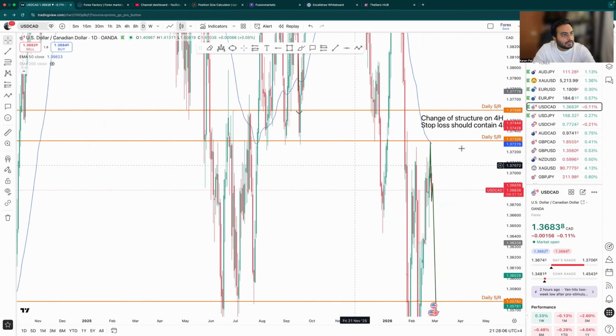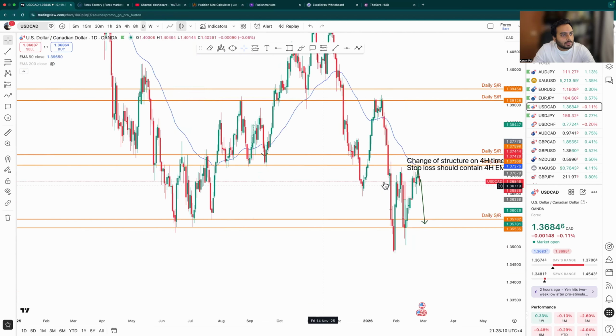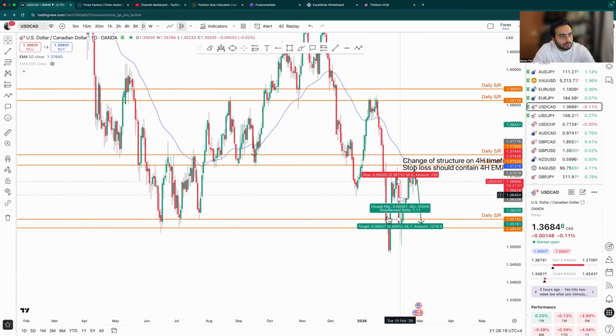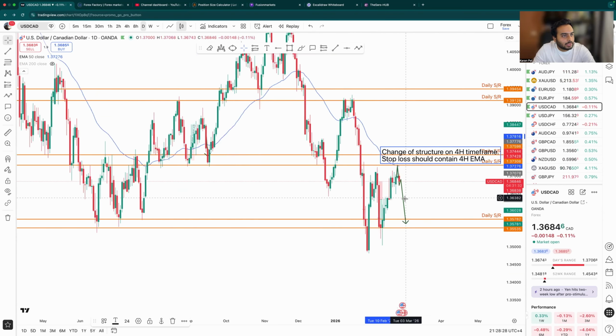It's doing the exact same thing, but from a different level. You can see this level was different, this level is different, and this has just moved a little down. You can see the structure is here. The structure, let me move this and let's delete this line.